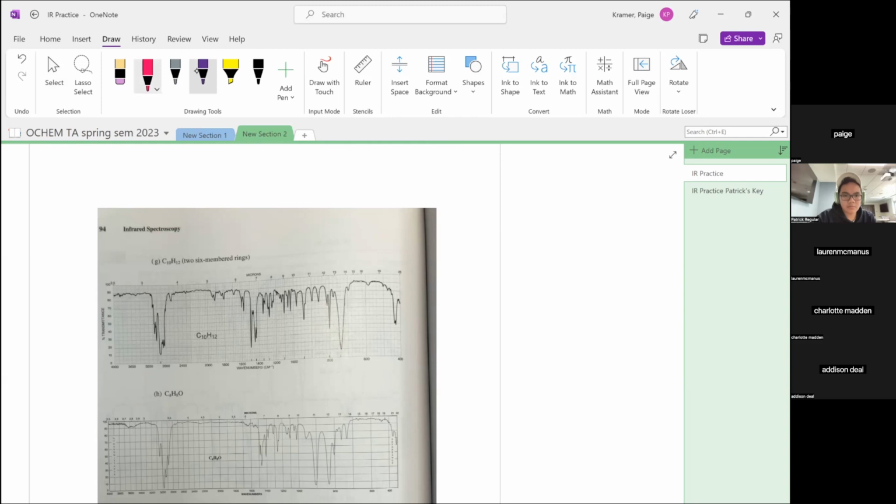For this one, our DU is 5. So that's a red flag. OOP bend peaks at 1600, 1475. And then we got some stretches over here. So this one's also aromatic. Following our flow chart to determine the functional group.